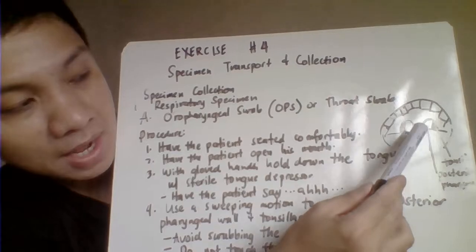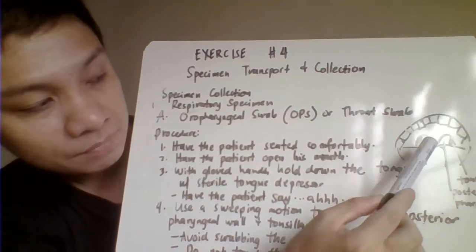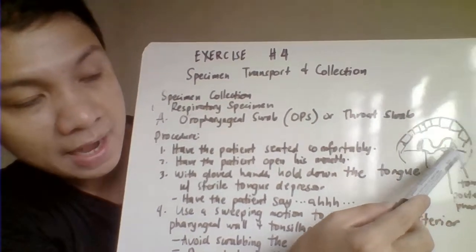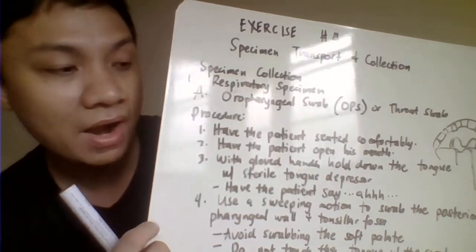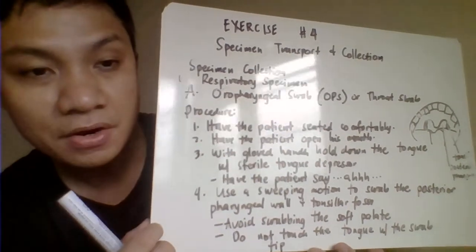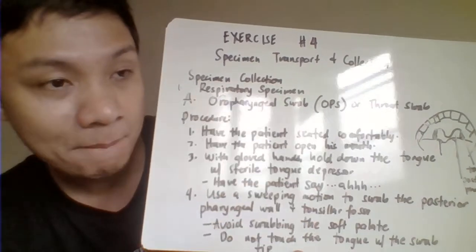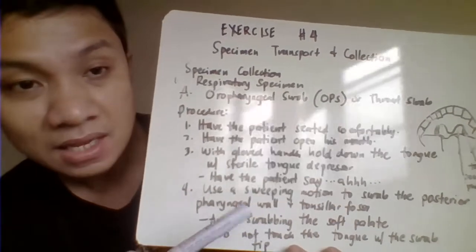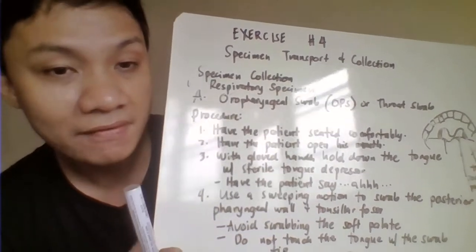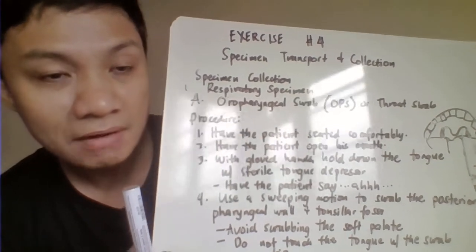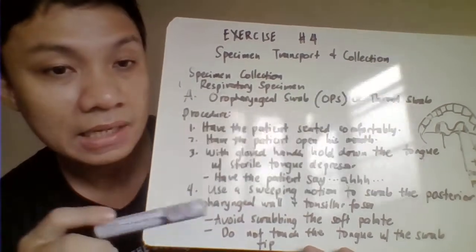Then insert your swab and try to swab the tonsils and the posterior pharynx. So this is your tonsil on the side, and at the back is our pharynx, the posterior pharynx or your posterior throat. That's the area you're going to swab, or even the tonsil, and even any inflamed area. The inflamed areas are our main target.